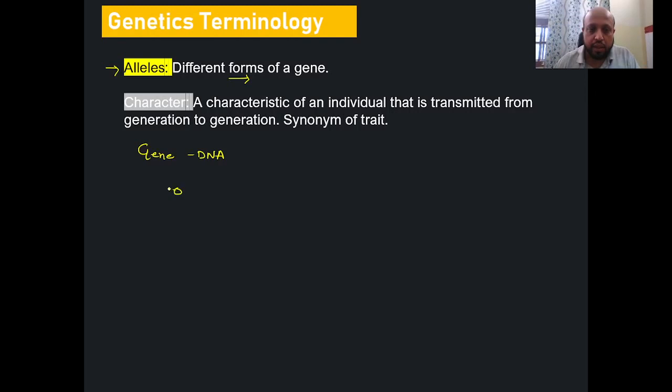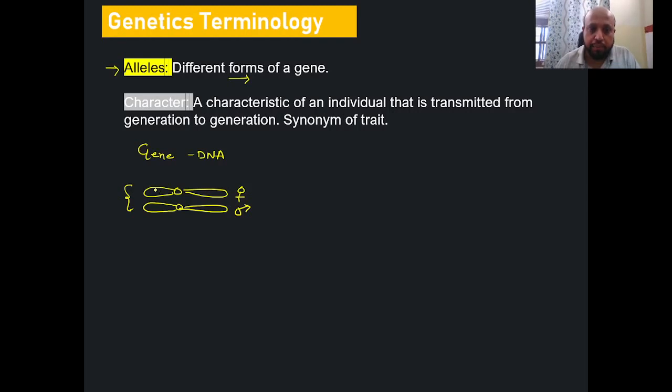So let's say this is one chromosome. I'm trying to draw here. So this is one chromosome and this is another chromosome. One of these chromosomes is received from the mother side and the other one is from the father side. These chromosomes are also called homologous chromosomes.